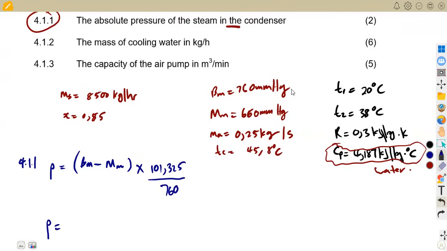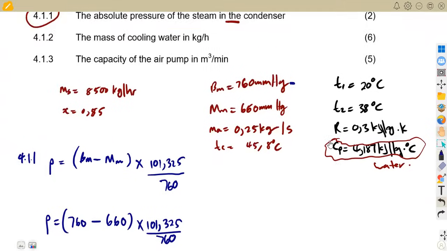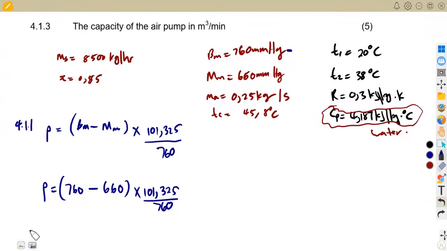The barometer reading is 760, minus the manometer or vacuum reading, which is 660. So that's 660 multiplied by 101.325 over 760. This is going to give us the absolute pressure in this case. So our absolute pressure is going to be 13.3332 kilopascal.